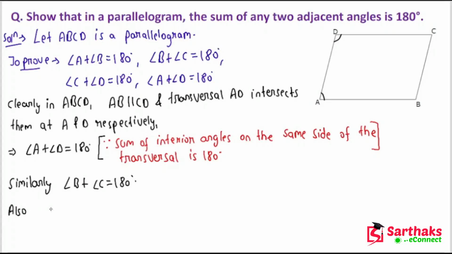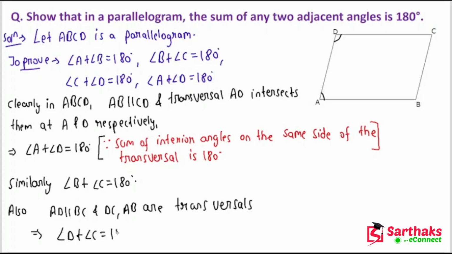Also we can have AD parallel to BC, and DC and AB are transversals. You can clearly see that AD is parallel to BC and DC and AB both are transversals for these lines. So again, D and C are supplementary, and A and B are supplementary. So angle D plus angle C is equal to 180 degrees, again angles on the same side of the transversal, and A and B are also supplementary. So angle A plus angle B is also 180 degrees.